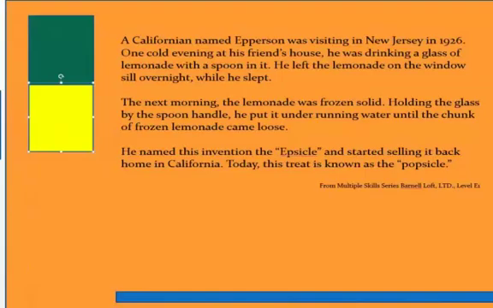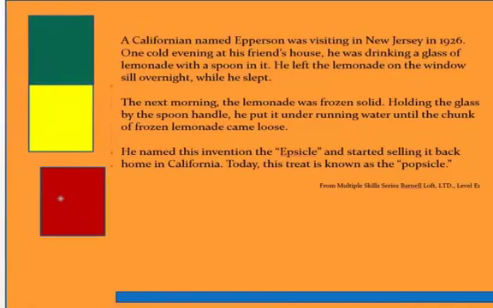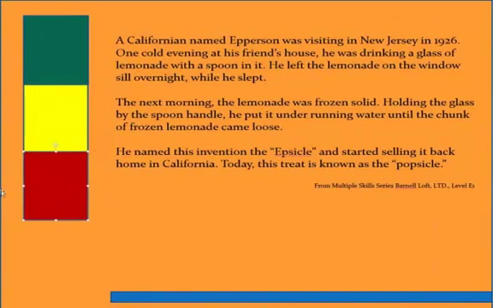Holding the glass by the spoon handle, he put it under running water until the chunk of frozen lemonade came loose. He named this invention the Popsicle and started selling it back home in California. Today, this treat is known as the Popsicle.